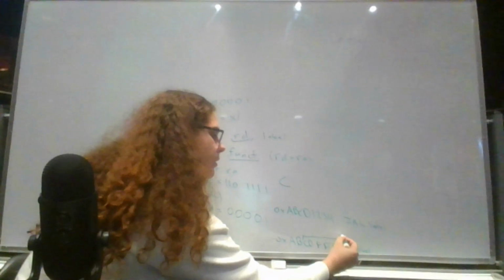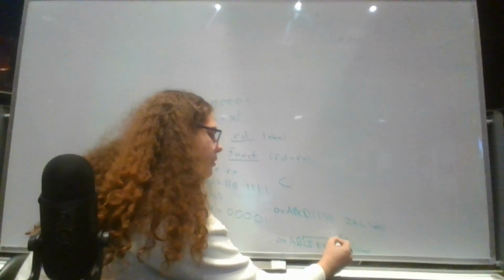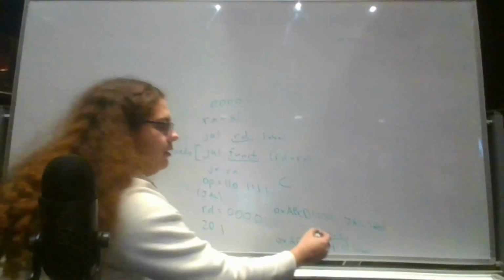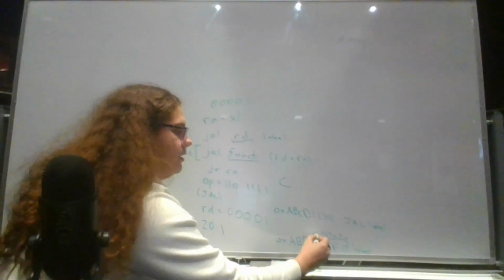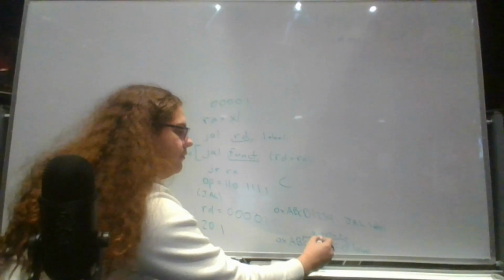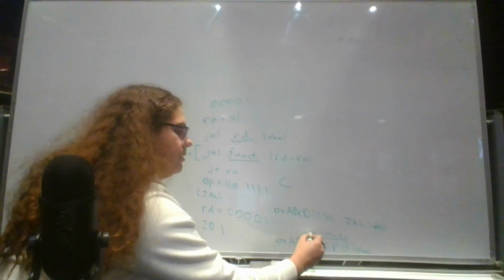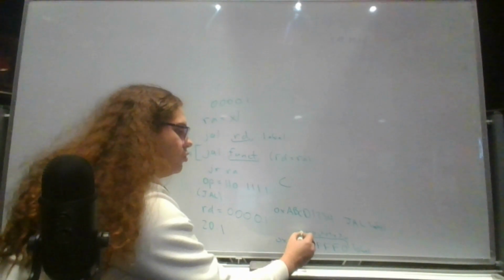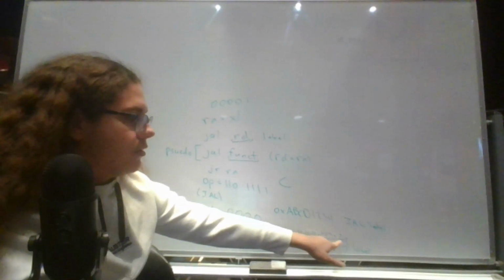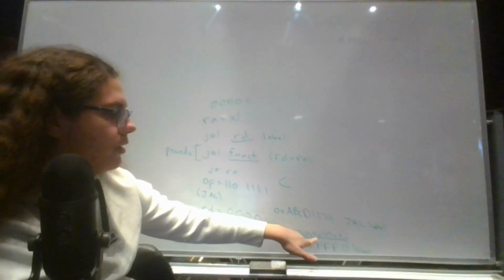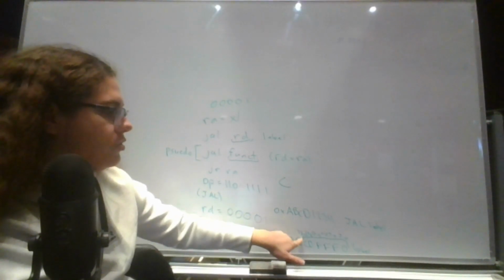Because this first one is 3 to 0. The next one is 7 to 4. The next one is going to be 11 to 8. And then 15 to 12. And then D is going to be 19 to 16. And then C is going to be 23 to 20. So I know it's a little scrunched up, but we go in increments of 4 starting at 0. So 0 to 3, 4 to 7, 8 to 11, 12 to 15, 16 to 19, 20 to 23.